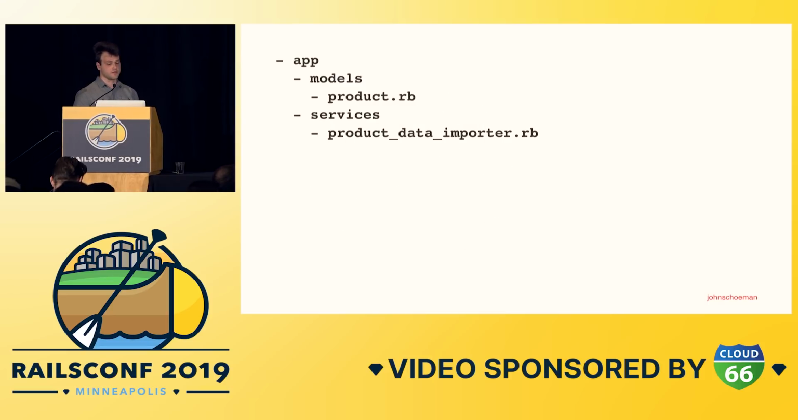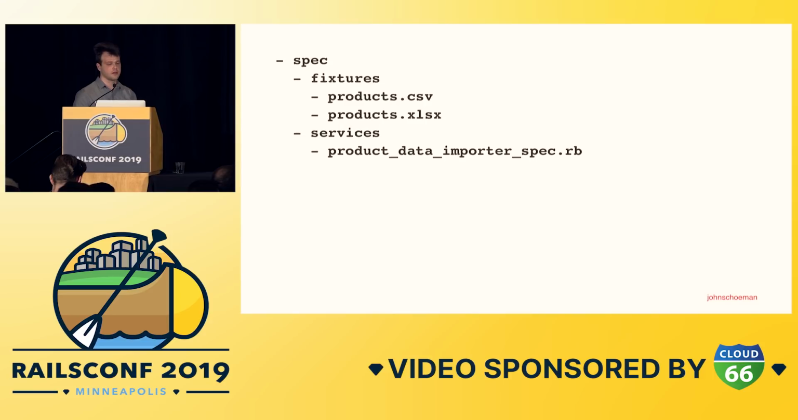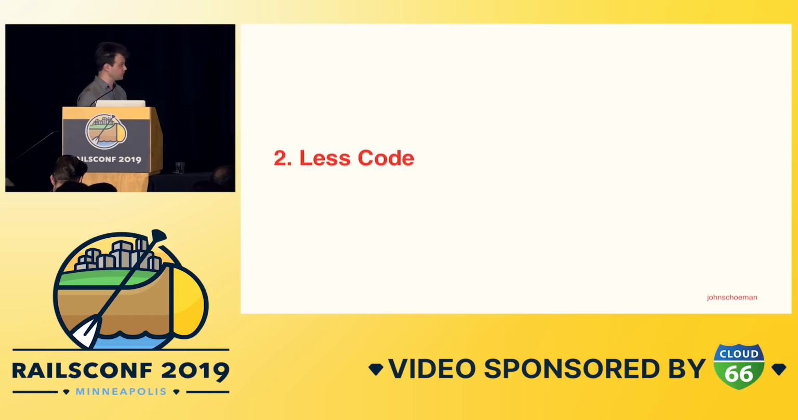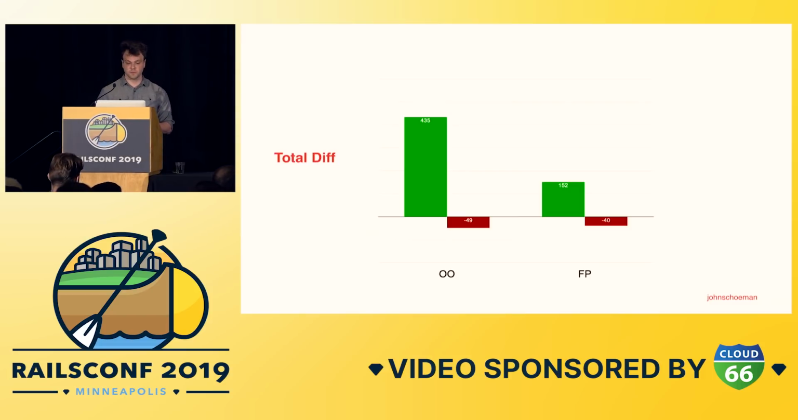We compare that to the functional style where we didn't add any models. We added a single product data importer with one input, one output, and that was it. Our tests were similarly more compact. We have more fixtures, but those are relatively easy. You can just open them up and look at them. Cool. Second thing I noticed is there was significantly less code in the functional approach.